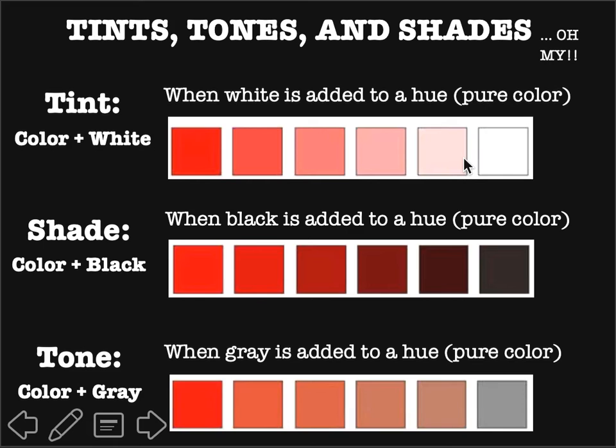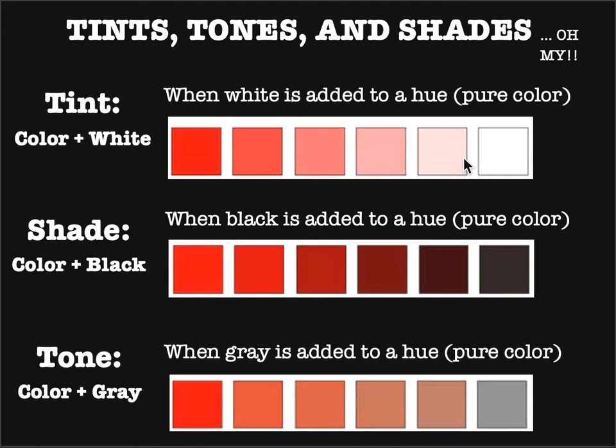If we want it to become darker in value, we simply add black to it, and that's known as a shade. The easiest way to remember that is when you shade something, or if you're standing in the shade, it's going to look darker. And then we have tone.